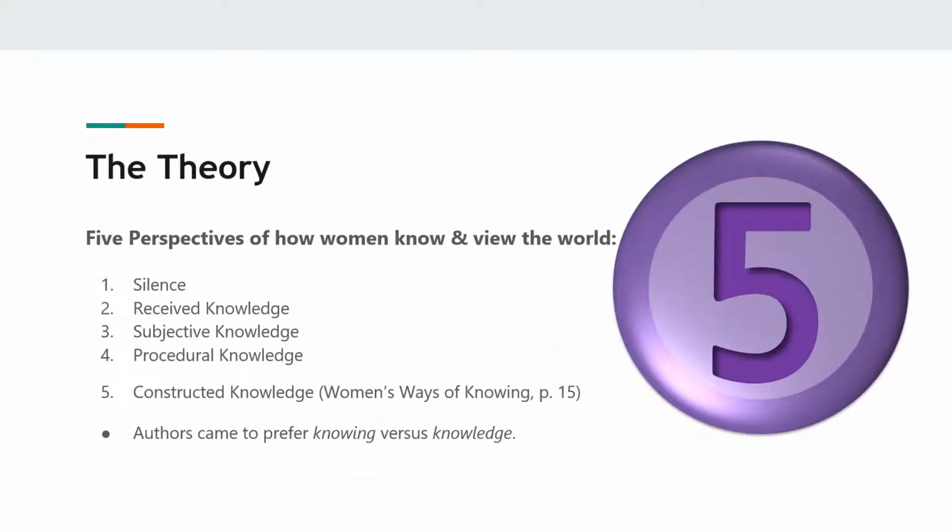In this theory, the theorists found 5 perspectives which described how women know and view the world around them. These 5 perspectives are silence, received knowledge, subjective knowledge, procedural knowledge, and constructive knowledge. However, Clinchy later divulged that the authors of the study decided that they came to prefer knowing instead of the word knowledge.